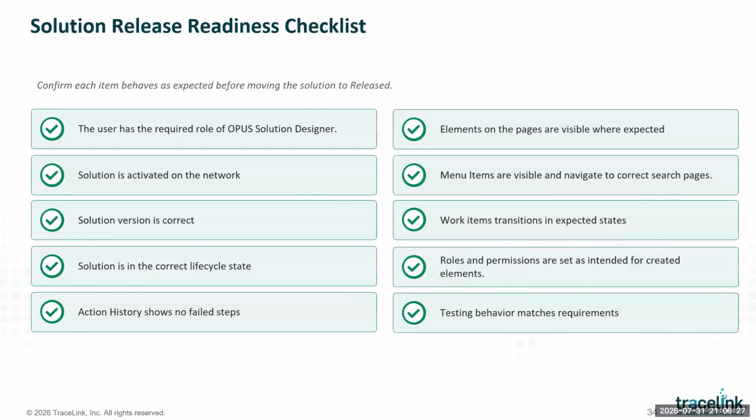Before moving a solution to the release state, use this checklist to confirm the main setup, configuration, and testing items are working as expected. Check the basics first: the correct role, network activation, solution version, and lifecycle state. Then confirm that pages, menus, workflow transitions, roles, and permissions behave as intended. Finally, review action history for any failed steps and make sure testing matches the expected behavior. The goal is to catch common issues before release.